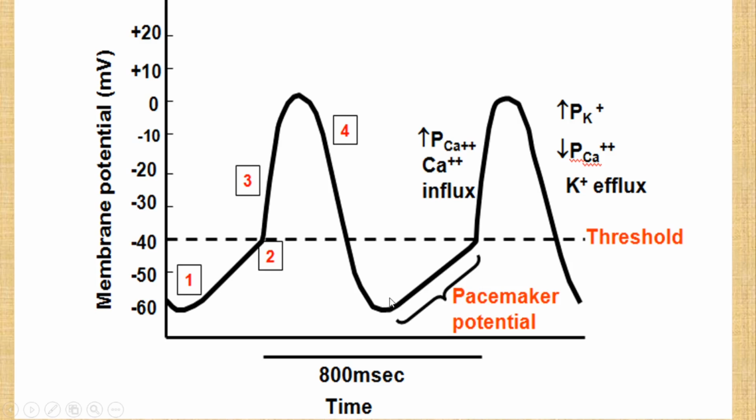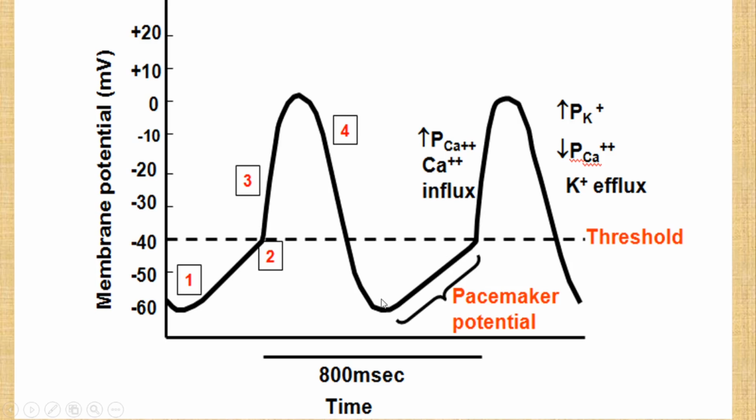So the number of action potentials will be more in 1 minute. The opposite will occur if the slope of the pacemaker potential is very flat. It is coming very slowly to the threshold, then the number of action potentials per minute will decrease, so the heart rate will also decrease, because one action potential will be followed by one heartbeat, that is one contraction. So the number of action potentials per minute will determine the heart rate.